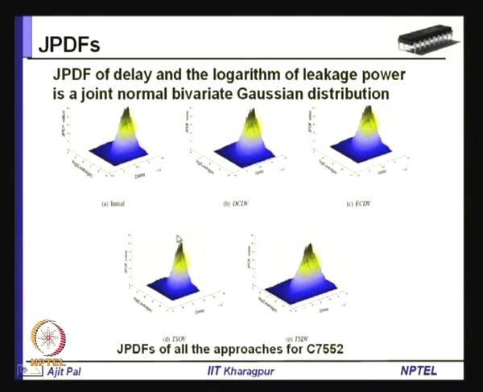Even by looking at the curves, we find this is narrower. On this side is the delay, on this side is the logarithm of leakage power for all the approaches. This is the initial one, this is the delay constant dual VT approach, this is the energy constant dual VT approach, this is the TSDV approach, and this is the TSOV approach which I have discussed in detail. We find that the variation is much smaller in this particular approach.